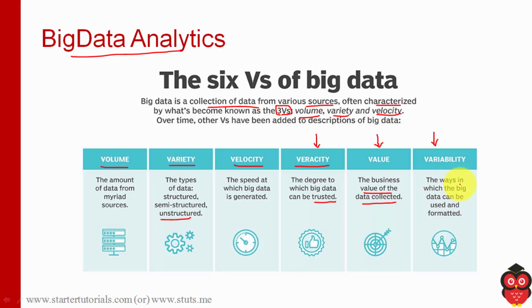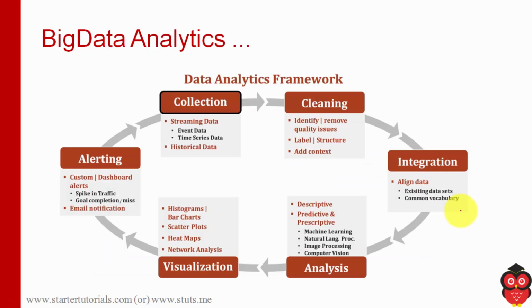Variability means the ways in which the big data can be used and formatted. So this is related to the representation of the data. Okay, so these are the six V's.